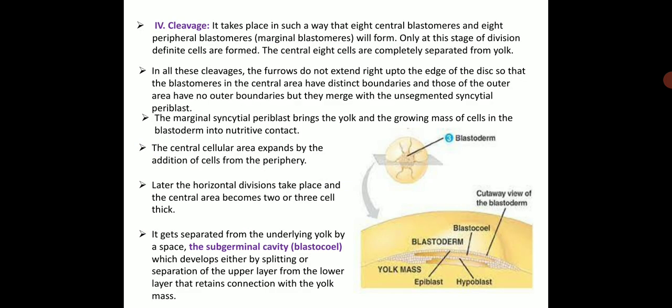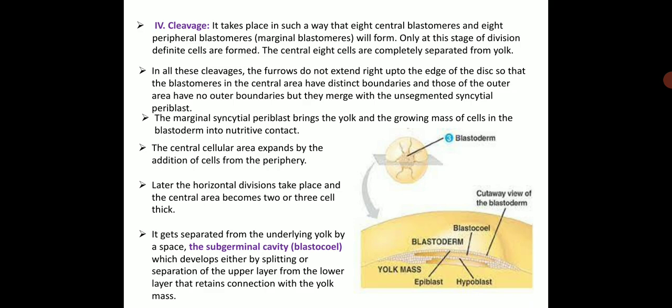So fourth cleavage takes place in such a way that 8 central blastomeres and 8 peripheral blastomeres, that means which are at the margin, so they are also called marginal blastomeres, will form. Only at this stage of division are definite cells formed. Till then the blastomeres are not at all formed.